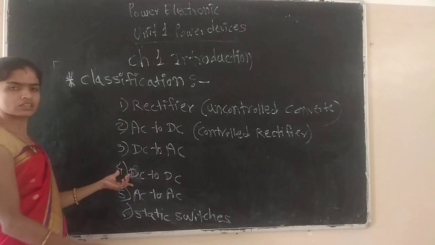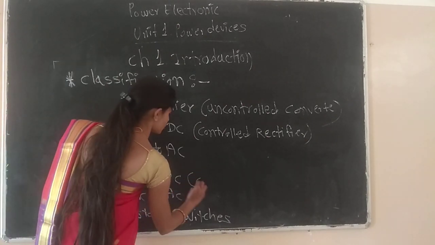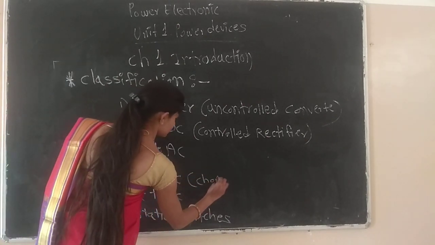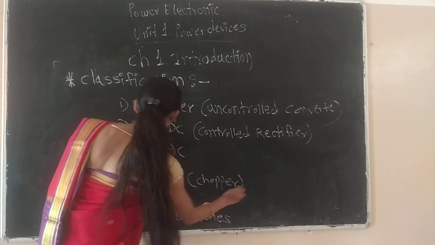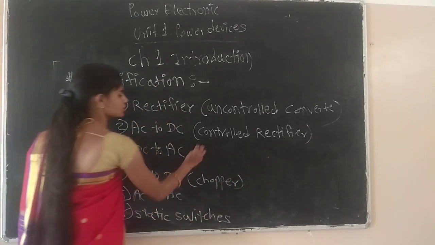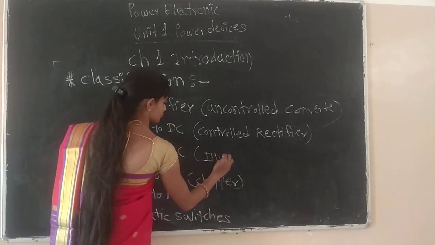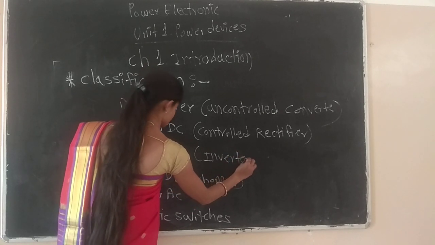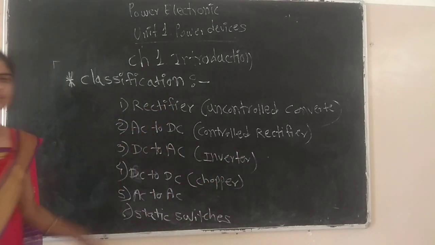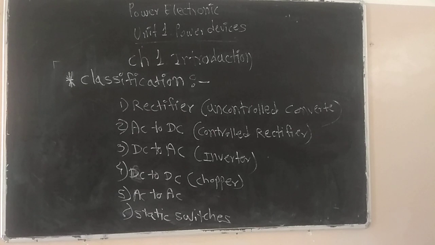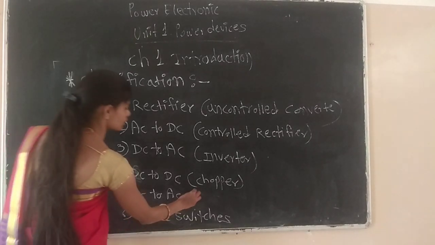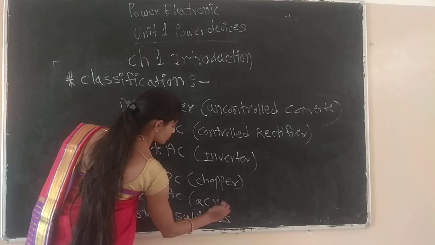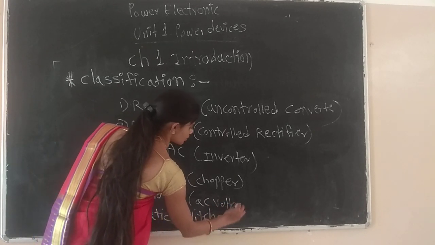This DC to DC converter is nothing but the chopper. This DC to AC converter is an inverter. Okay, there are 6 types of power electronic circuit. And the AC to AC converter is an AC voltage regulator.